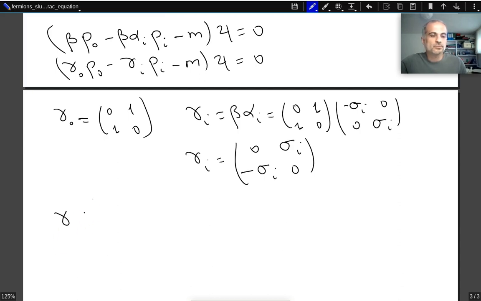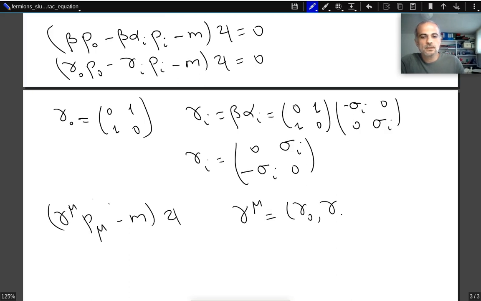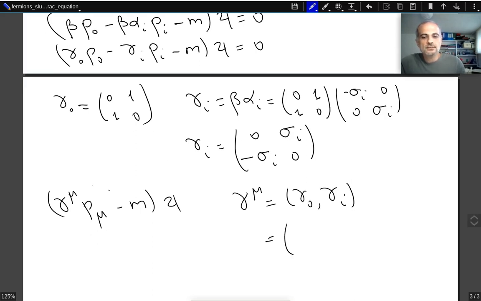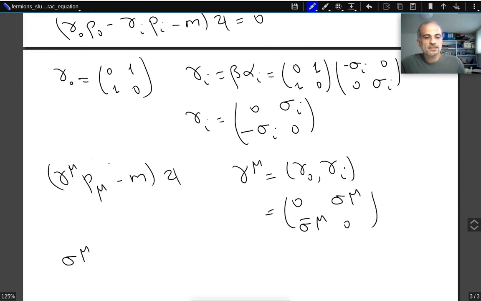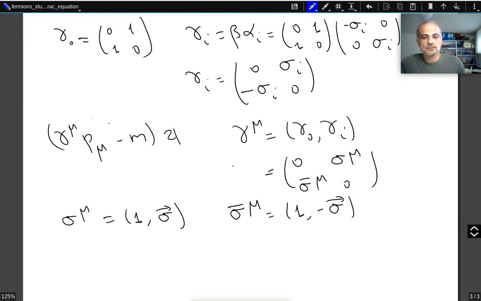So gamma 0, okay, let me rewrite it. We can write this as gamma mu p mu minus m psi, where gamma mu is gamma 0, gamma I, and gamma 0 and gamma I are given in this form, and this can be written as 0, sigma mu, sigma bar mu, 0, where sigma mu is defined as, if mu is 0, the identity matrix. If mu is ijk, it is just the Pauli matrices, and sigma bar mu is 1 and minus sigma. So this is our representation.